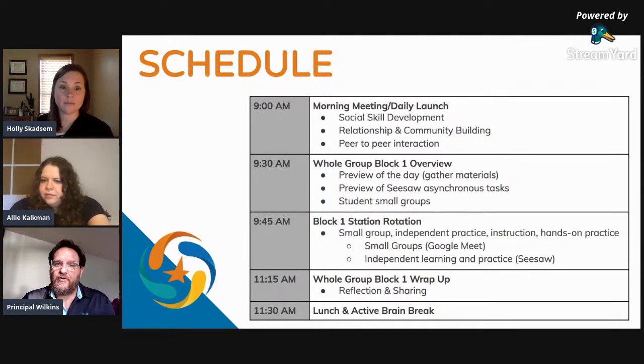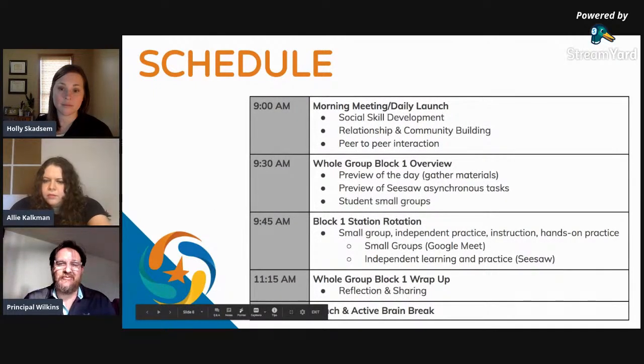As you can see, we move through whole group lessons, which could be in reading or math, and then go into some station rotation where the students will have an opportunity in smaller groups to do some independent practice and some hands-on. Then back up for a whole group, and then lunch and an active brain break. One of the questions that came up in our earlier session was, is my child going to be on a computer all day? No, the intent is not for them to be on a computer all day, but there will be times where they will be doing a whole group and need to be on the computer.